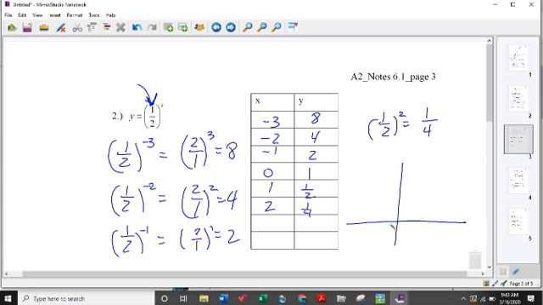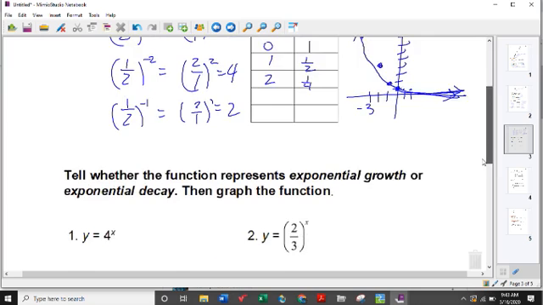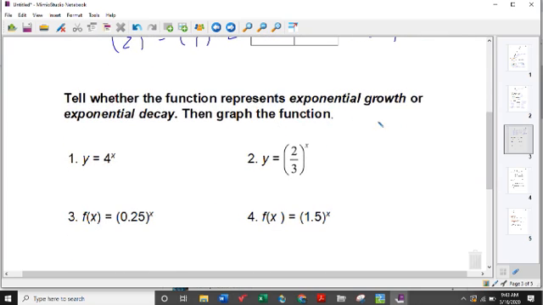When I graph this one, -3, 8. -2, 4, -1, 2, 0, 1, 1, 1/2, 2, 1/4. So it's a, oops, it doesn't cross the axis though. It's a mirror image of the other one. It's the reciprocal. Tell whether a function represents exponential growth or exponential decay, then graph the function.